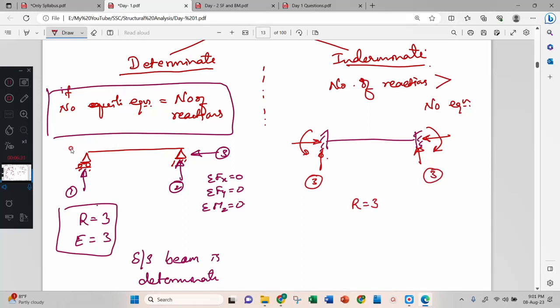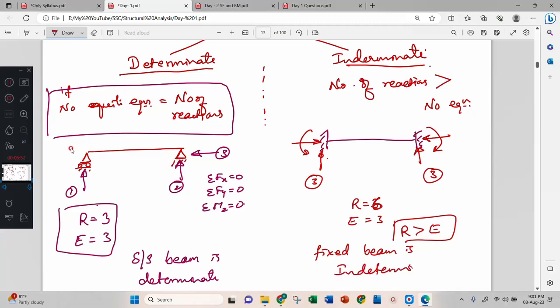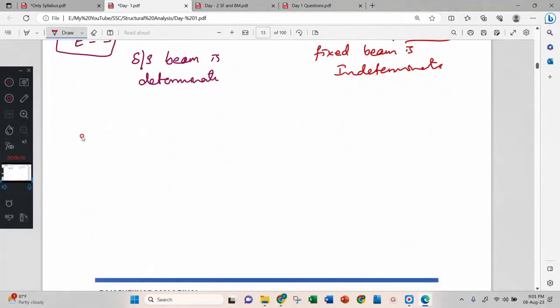So R equal to 6, while the equilibrium equations are 3. Therefore, the number of reactions is more than the number of equations. Therefore, a fixed beam is an indeterminate beam. Okay.